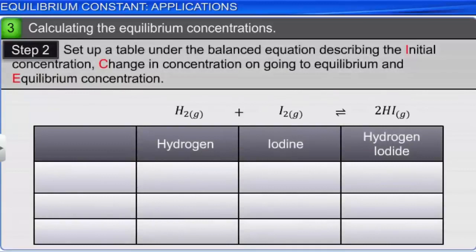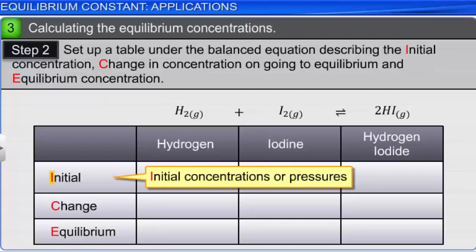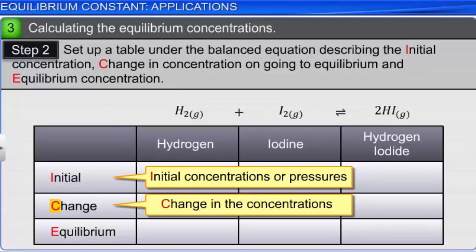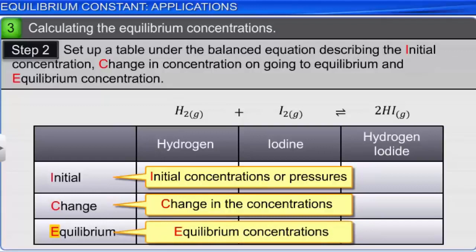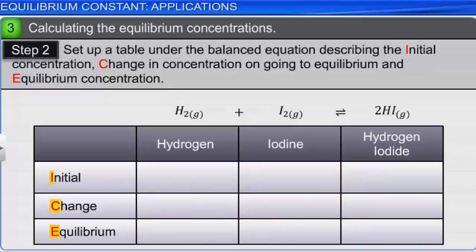The second step is to set up a table describing the initial concentration, change in concentration on going to equilibrium, and equilibrium concentration. The second step can be easily remembered in the form of an ICE chart, where I stands for the initial concentrations or pressures for each species in the reaction mixture. C represents the change in the concentrations or pressures for each species as the system moves towards equilibrium. E represents the equilibrium concentrations or pressures of each species when the system is in a state of equilibrium. In constructing the table, use x to show the change in concentrations of the species. Use the stoichiometry of the reaction to determine the concentrations of the other substances in terms of x.